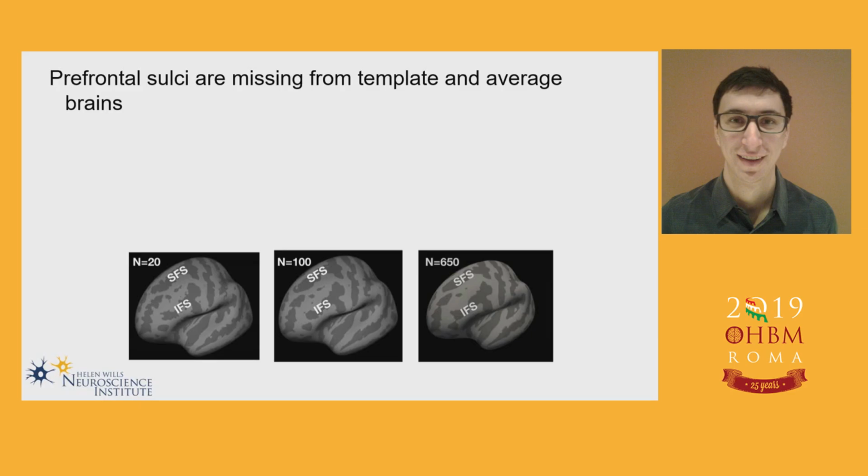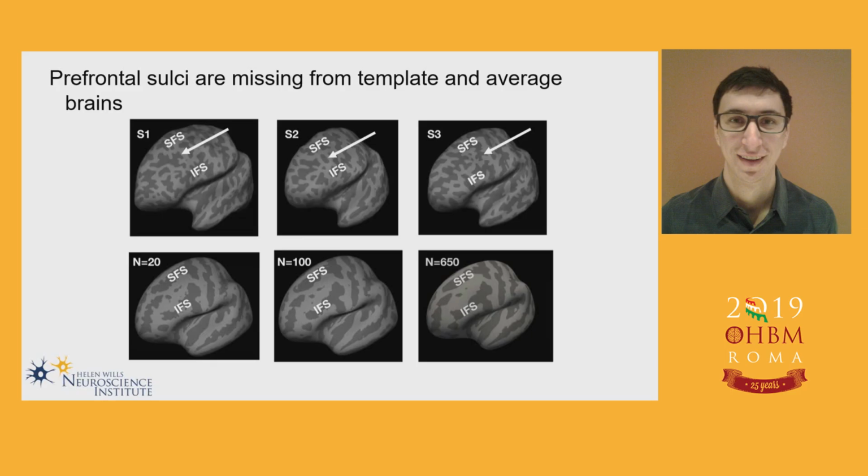This is in contrast to individual subjects. On the top row here are 3 inflated cortical surfaces from individual subjects, and in between the superior and inferior frontal sulcus in this case, these white arrows point out numerous sulcal indentations that are highly prominent within individual subjects, but are lacking from the average templates we use to study the prefrontal cortex. So we sought to characterize these missing middle frontal sulci from average templates and characterize them within individual brains.